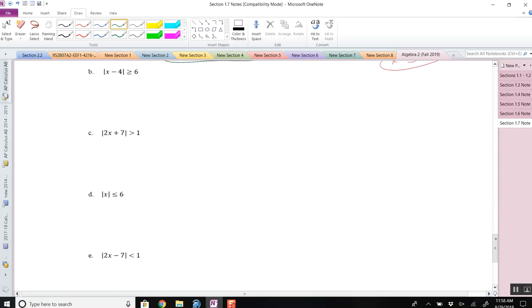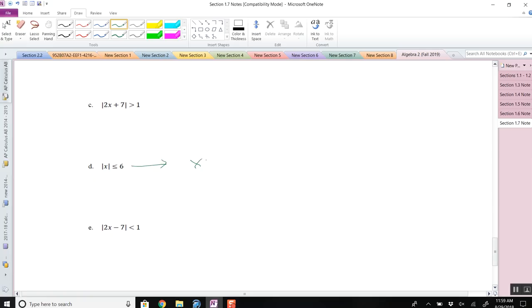Let me jump down to part D. So x, of course, is smaller than 6. And of course, x is more than -6. You have to be careful, because if you just say this, then you're saying that like -10 would work. But of course it would not, because the absolute value of -10 is 10, and 10 is not less than 6. So you have to be a bit careful here.